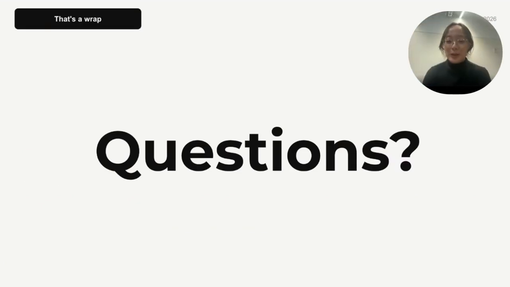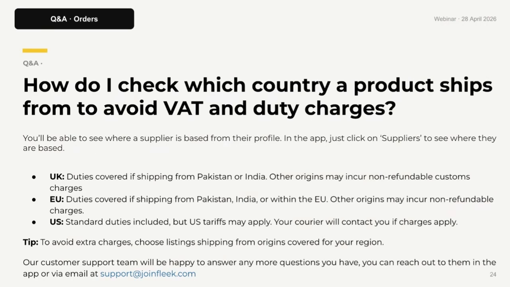I'm seeing one question about knowing that the suppliers can be from many different countries. How can you know before you order where it will be shipped from so you can avoid extra taxes and duties? When you are checking for where the supplier is based, you can always find it from the supplier page. In their profile, you'll be able to see where they are based, whether they are from India or Pakistan or the US or Europe. Everything is on their supplier page.